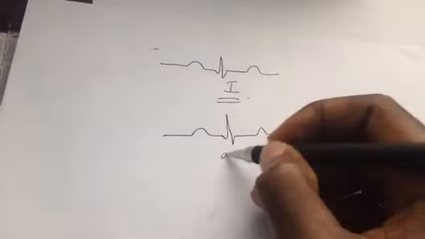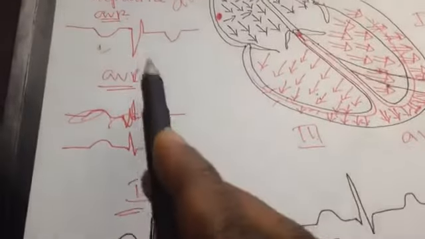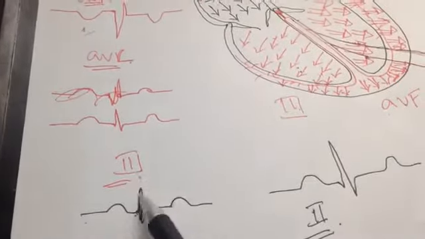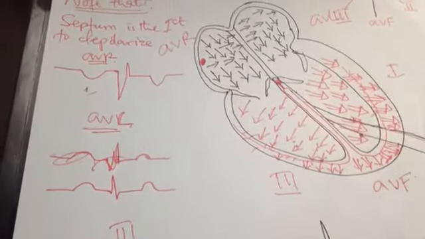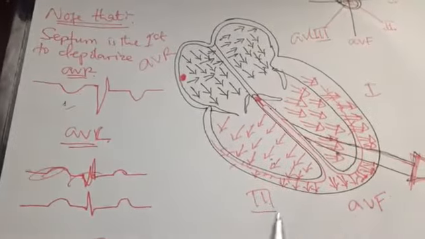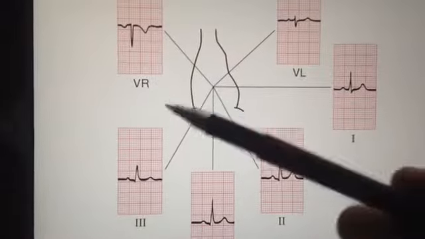This is aVF. So this is lead 1, and then this is for lead 3 and 4, then 5. This is for aVL. So 6. So that is it. Let us see. So this is it. This is aVR.